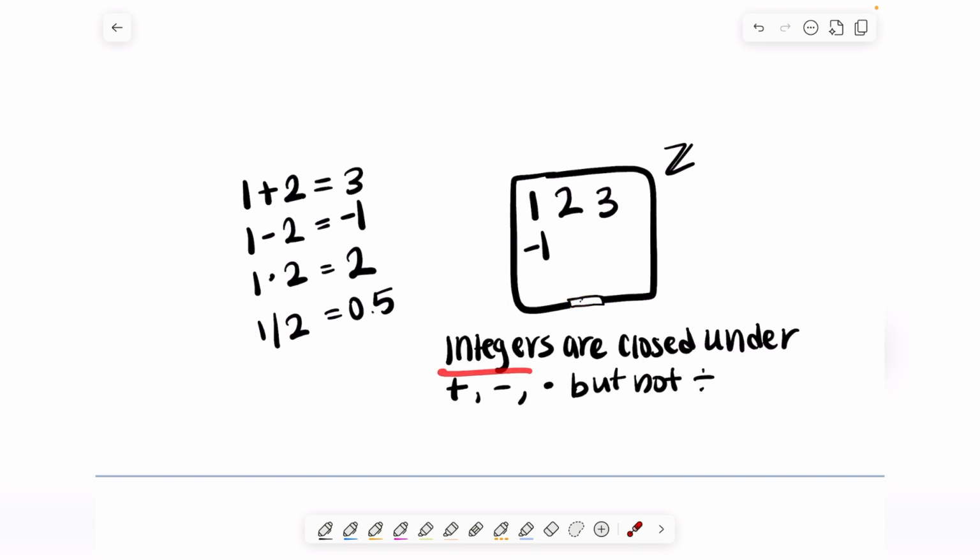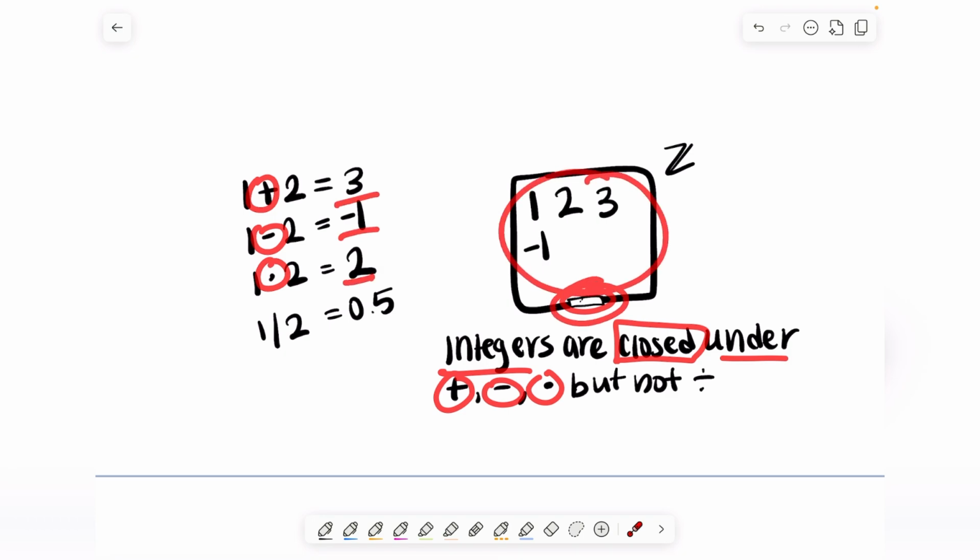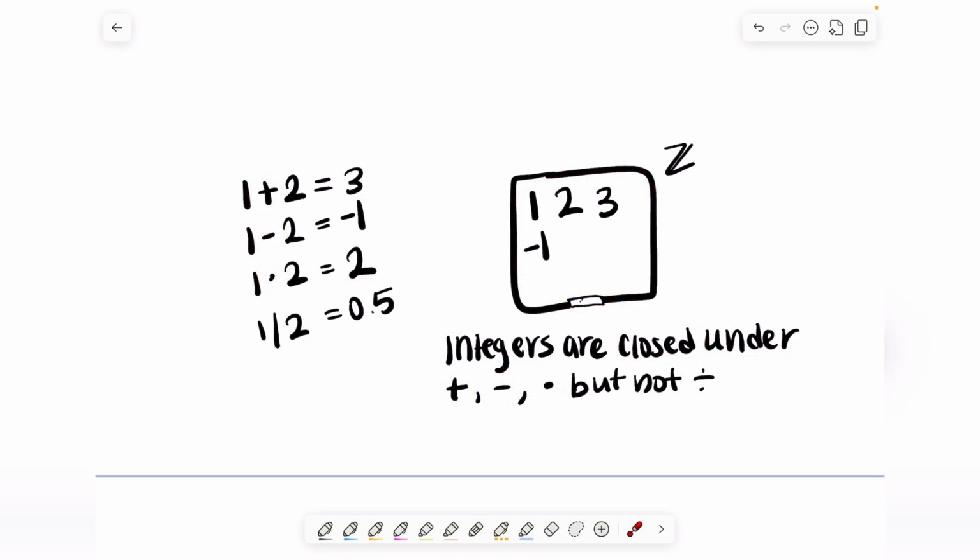So we say that integers are closed, the door is closed, under addition, subtraction, and multiplication, because with addition, subtraction, and multiplication, we get integers. So the door remains closed because these integers are allowed to live in the house of integers. They don't need to leave. But integers are not closed under division, because sometimes when you divide two integers, you're not going to get an integer. So that 0.5 cannot live in the house of integers. The door needs to open so 0.5 can get out. So integers are not closed under division, but they are under addition, subtraction, and multiplication.